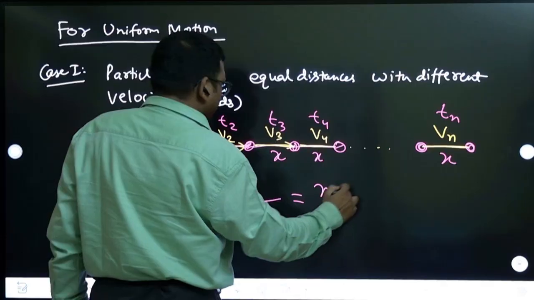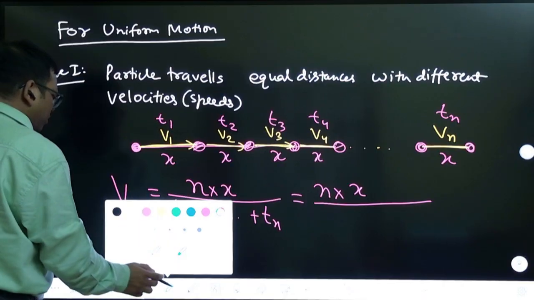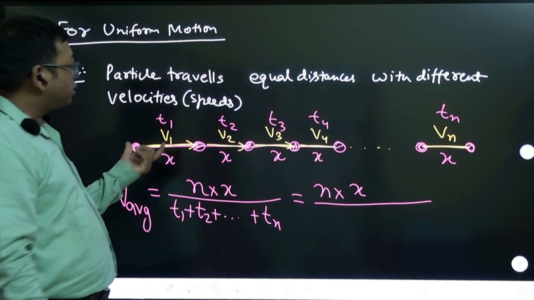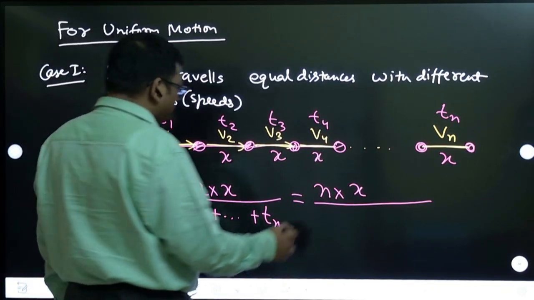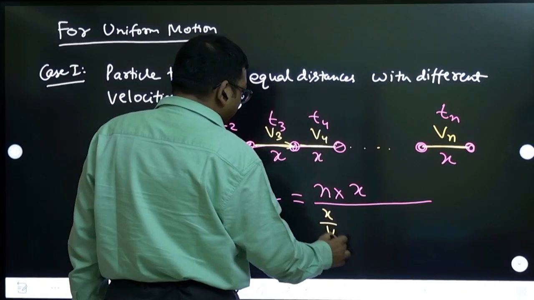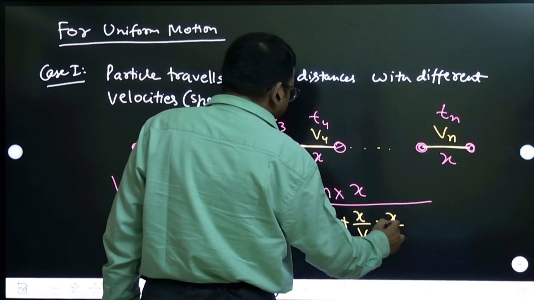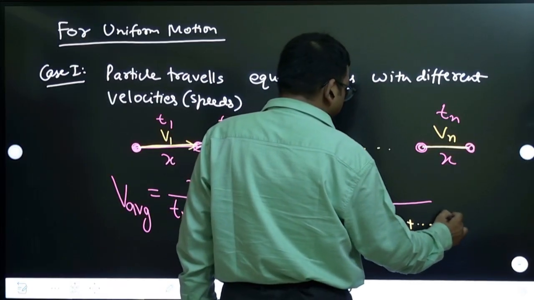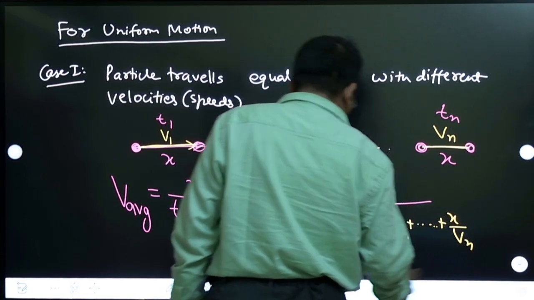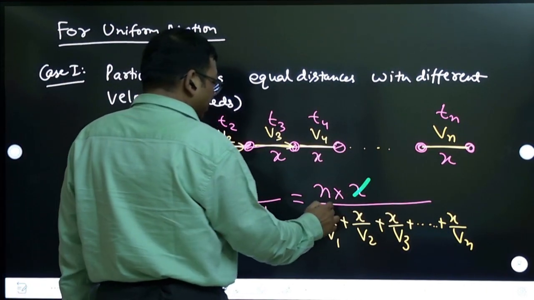So n into x. Now, what will be the time? You remember all these motions are uniform motions, so speed equals distance by time. So time is distance by speed. This time t1 is distance by speed v1. This time is distance by speed v2. This time is distance by speed v3. Like that, you keep on doing till the last, distance by speed vn. And now you can cancel out this x. This x will get cancelled here.